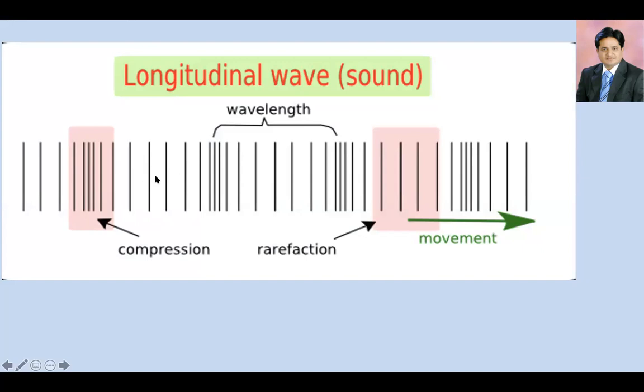Now, when it comes to the wavelength of a longitudinal wave, again, it is the distance between two consecutive points in phase. Here, this is the starting of a compression. You find the next point where the compression starts, and this distance would be considered as the wavelength. So you need to know what is compression: the points where the waves are compressed or bunched together. Rarefactions are the points where the waves are spread apart.